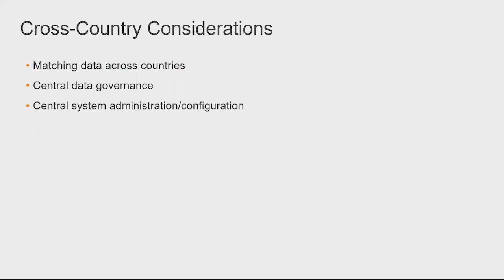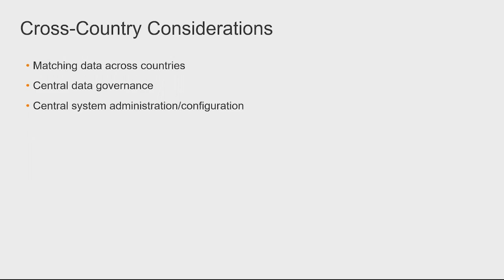Let's talk about some important cross-country considerations. The first being matching data across countries. This is important when you have significant data from other countries. MDM uses SSA-Name3 as a matching engine. This engine uses a population file that's built by Informatica using years of experience to do country-specific matching.